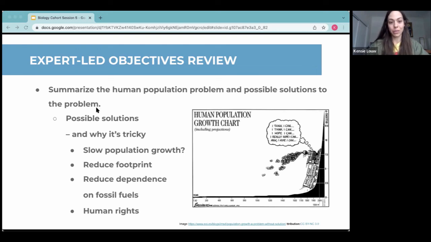So that's the key idea. We shouldn't just focus on curbing population growth at all costs. We need to adjust our views on consumption, our ecological footprints, and human rights in order to grow more sustainably.